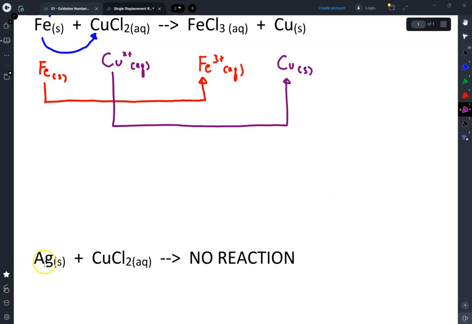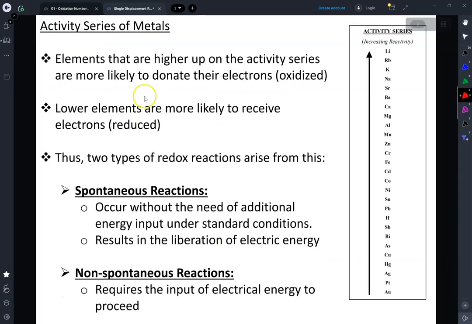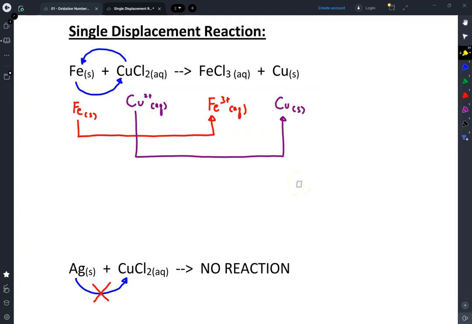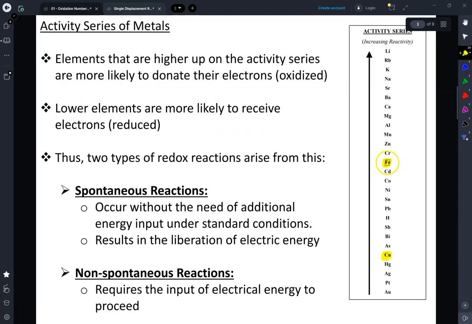On the other hand, placing a solid silver in an aqueous solution of copper(II) chloride results in no reaction occurring. The silver is unable to bump out the copper. To understand why that is, we have to consult the activity series of metals. Elements that are higher up on the activity series are more reactive, as they are more likely to lose their electrons and be oxidized. So looking back at our example, iron is higher than copper on the activity series, which makes it more reactive than copper, allowing it to spontaneously react.